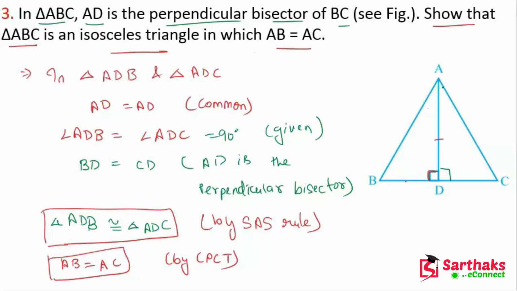So we can say that triangle ABC is what? Triangle ABC is an isosceles triangle. Got it, my dear friend? I hope you understand these things. Okay, so we can say triangle ABC is an isosceles triangle. Okay, we can write as hence proved.